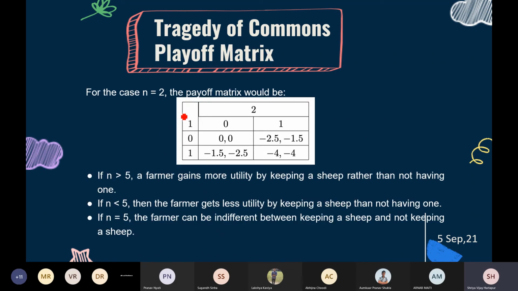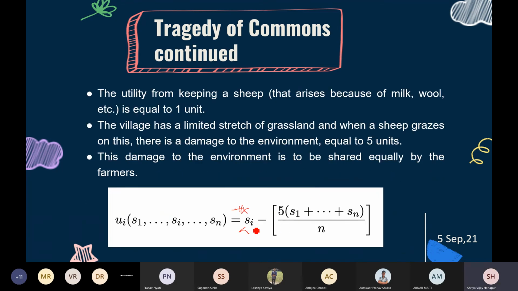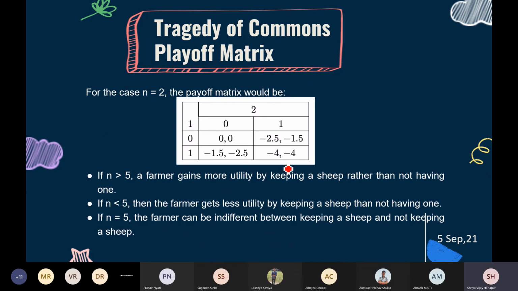Let's look at the payoff matrix. If there are 2 farmers, and neither of them keeps a sheep, they don't gain anything, they don't lose anything, so the utility is 0. If both of them keep a sheep, then SI will be 1 for both of them, and 5 into (1 plus 1) divided by 2 gives you minus 5. So 1 minus 5 is minus 4. Both of them have minus 4 utility.